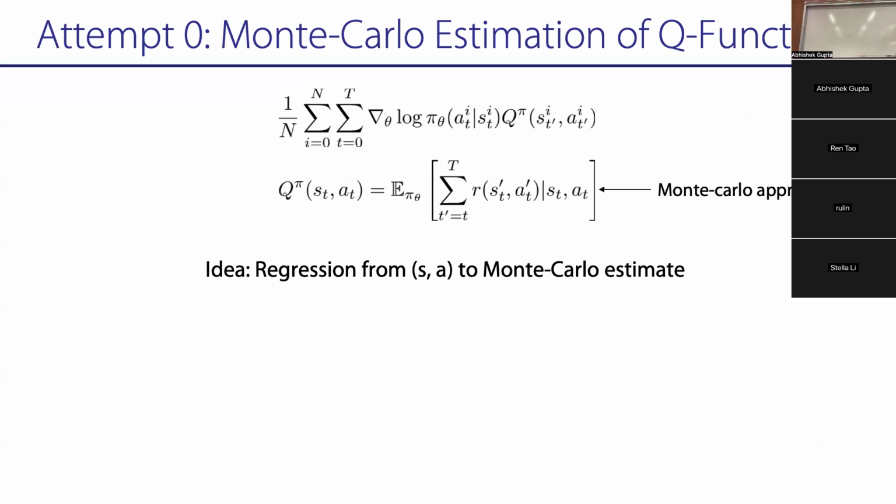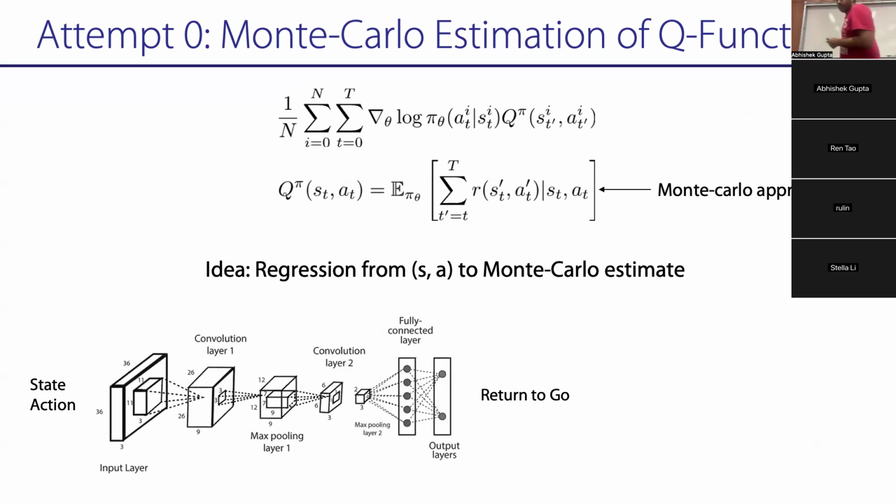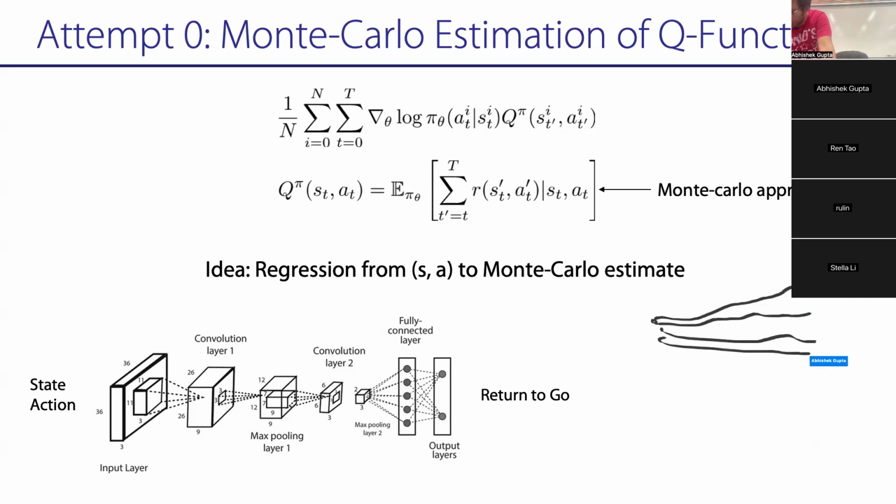We're just going to take a bunch of samples and then regress. For the baseline, we regress from S_T to the sum of rewards. Now we're going to regress from S_T, A_T to the sum of rewards. So we have a big neural net that takes in state and action as input and predicts return to go as output. We took a bunch of trajectories, and for each of them, at every S and A, we compute the return to go. So we sum up the rewards in the future.